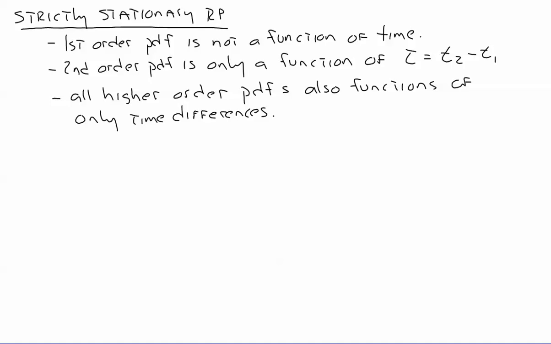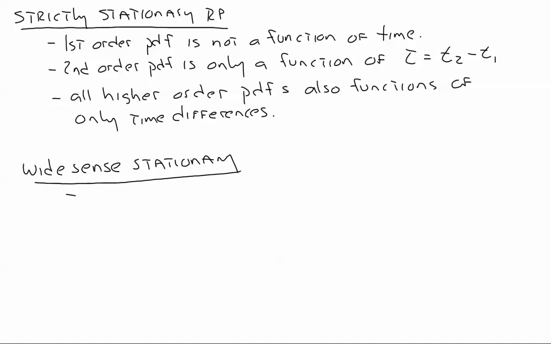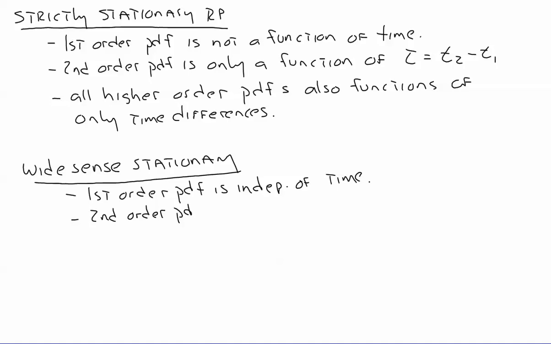We're not going to, in most cases, consider anything above second order statistics. So we're going to introduce another concept called wide sense stationary. Wide sense stationary means the first order PDF is independent of time. The second order PDF is only a function of tau. And all of the higher order stuff we either don't know about or don't care about. All right? The higher order PDFs could be a complete mystery to us.